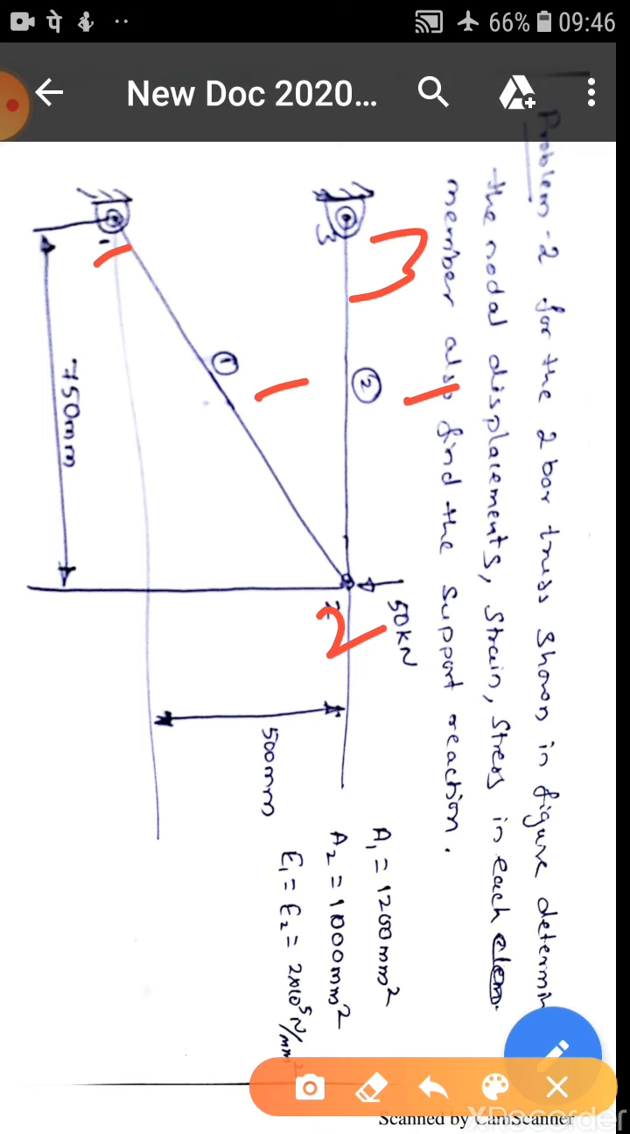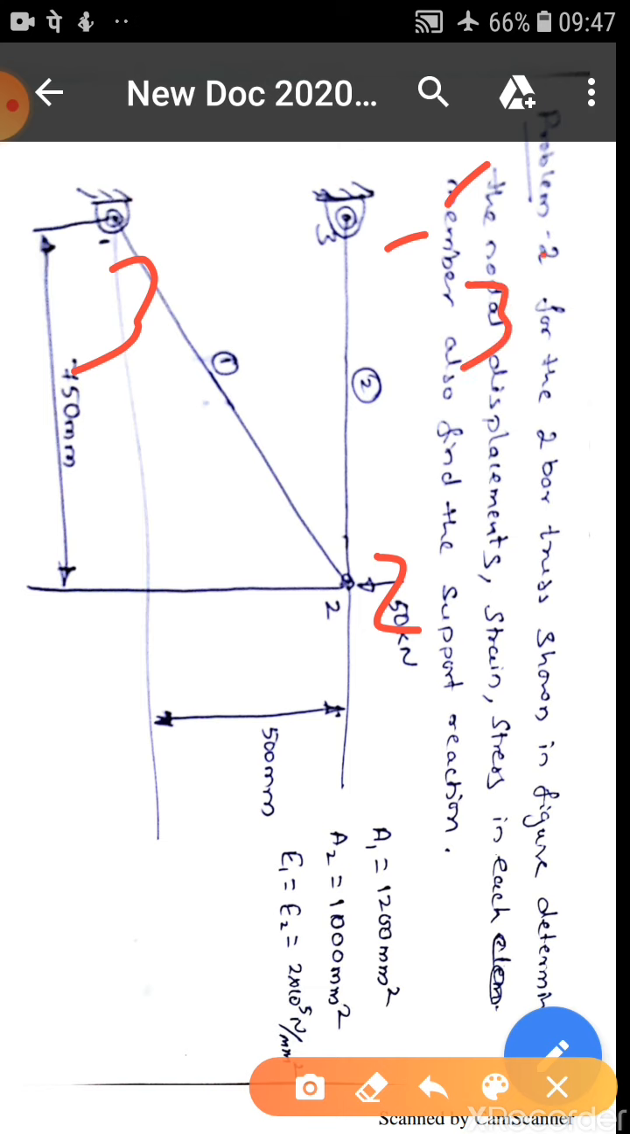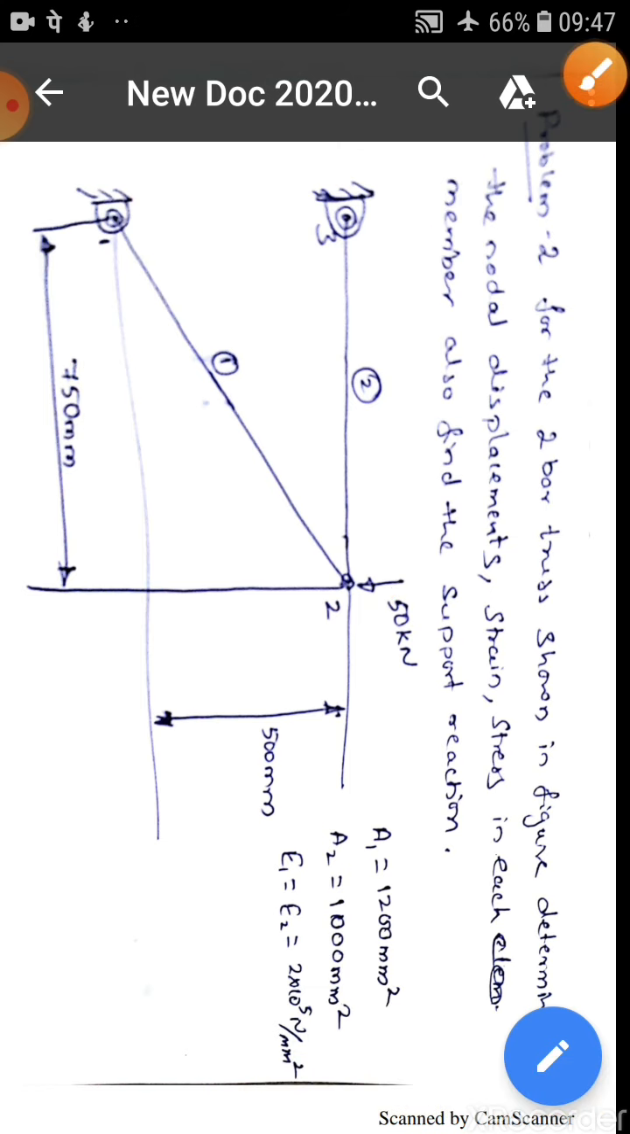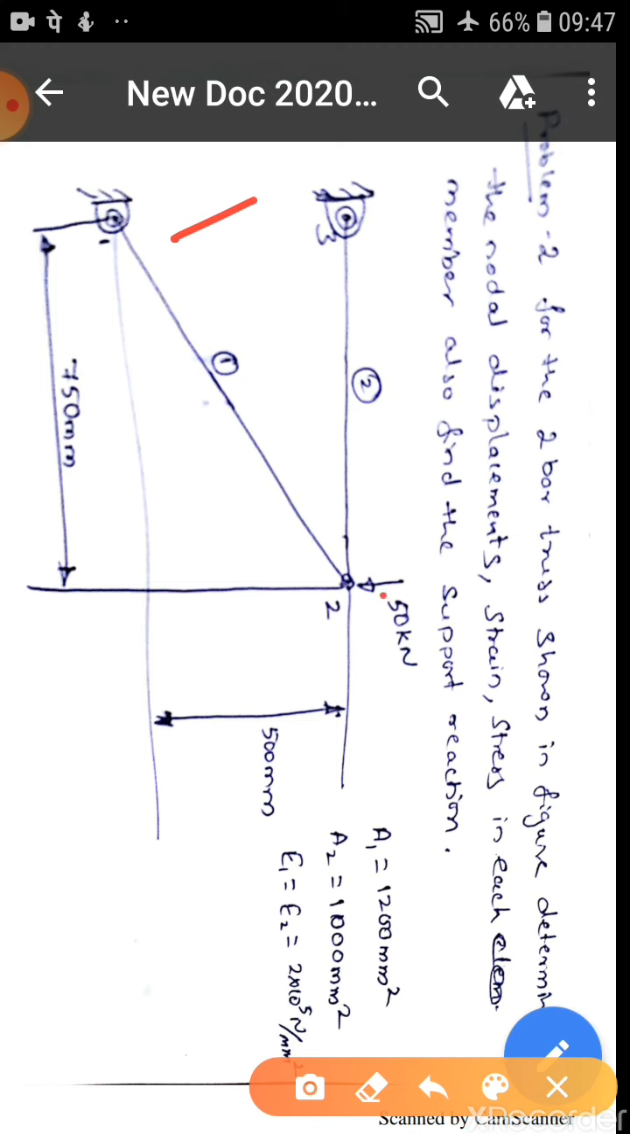You can do the discretization in any way. If you are interested you can number it 1, 2, 3 differently. But while collecting the answers, it becomes difficult for me to correlate. One person takes this as node 1, one person takes it as node 3, one person takes it as node 2. Then the uniformity will not be maintained. To maintain the uniformity, I have given you the node numbers also, 1, 2, 3. These are the nodes, and for these nodes you have to solve.